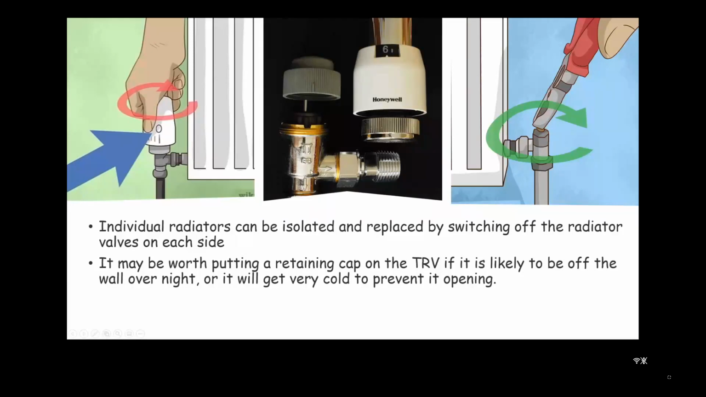It's worth maybe putting a retaining cap on a TRV if it's likely to be off the wall overnight, because if it gets very, very cold, there's a sort of inbuilt frost protection in there that would actually allow the water to flow through the valve, and obviously if there's not a radiator fitted there, it's going to make a real big mess of the carpet. So it could be worth putting a retaining cap on that if it's going to be off the wall for a period of time.